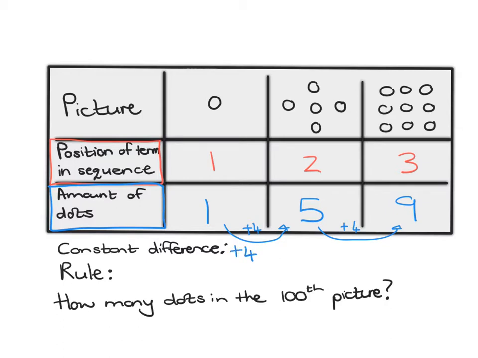The rule can't be plus 4. Because will that help me get the 100th picture's dots? If I tell you I'm going to draw 100 of these pictures, how many dots will there be in my 100th picture? Then going and saying plus 4, plus 4, plus 4 until eternity is going to take too long. So to figure out my 100th picture, I want to find a rule that goes from the top to the bottom. A rule where I can use my input number to get my output number.